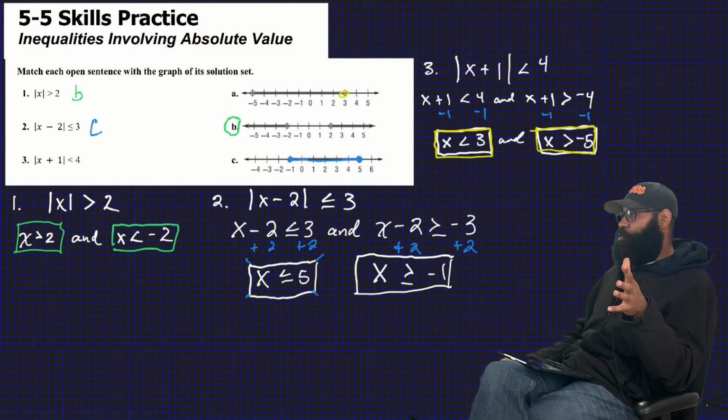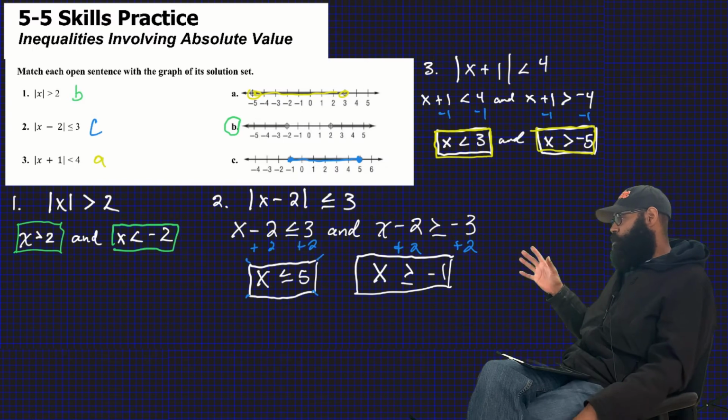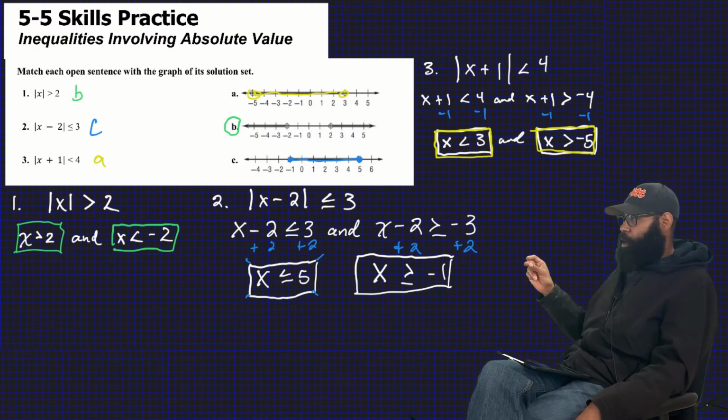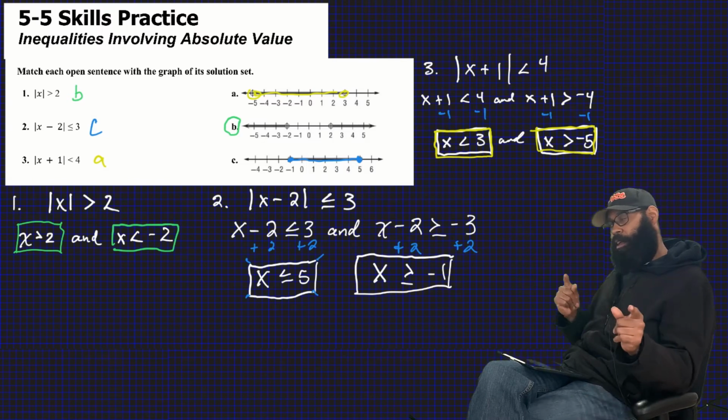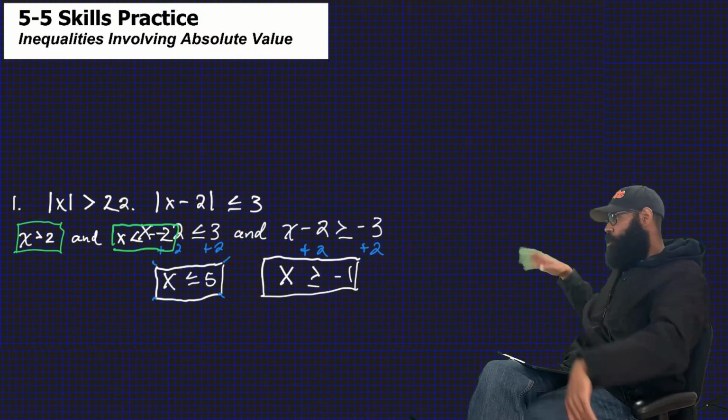So guys, last one in this top section. Open circle starting at 3, going to the left. Open circle at negative 5, going to the right. Boom, bang, pow, B, C, A. Let's get it out of here. Whatever way you want to go. Let's go.